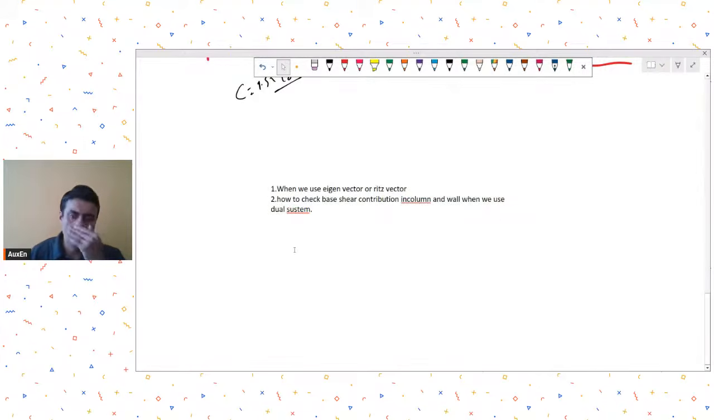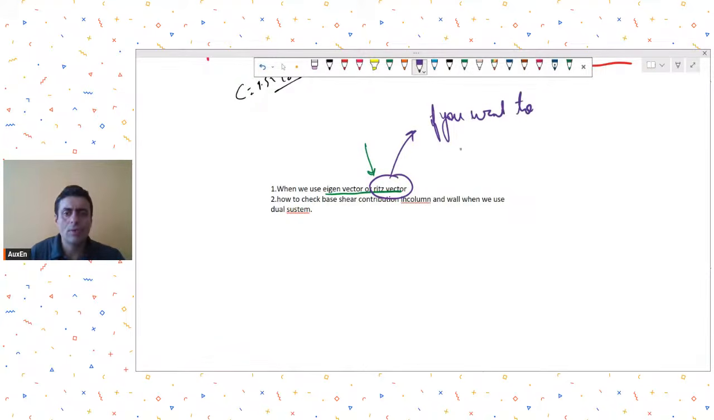eigenvector and Ritz vector. So I am not very sure about this answer. When to use eigenvectors or Ritz vector, but as far as I know, Ritz vector you can choose if you want to extract some specific model information. If you want to extract some specific model information, then you can use this Ritz vector analysis, and using this Ritz vector you may be able to get that specific model information.